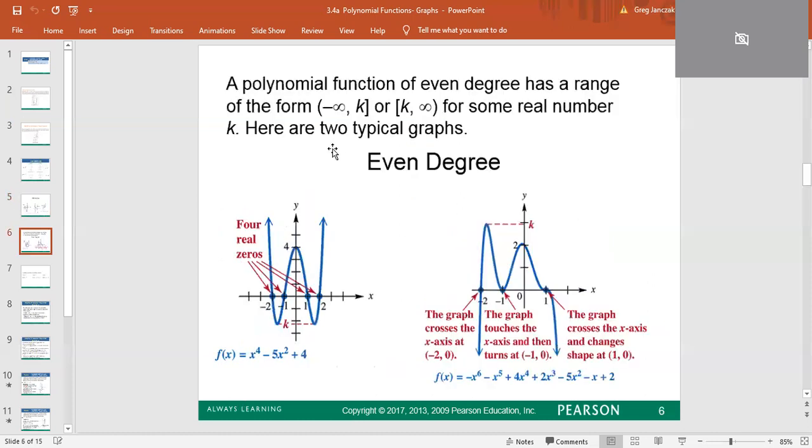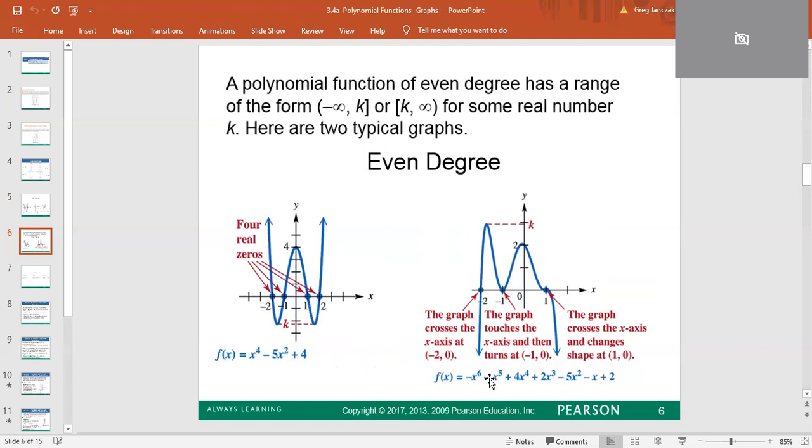Okay, even degree polynomial functions, here's an x to the fourth. So it's positive and it's even, right? 2, 4, 6 are even numbers, right? So the exponent is even, and it's positive, so it's going to go up and to the right, and up and to the left for its end behaviors. And it's going to go up and down, but eventually it's going to go up and to the right and up and to the left for the end behaviors.